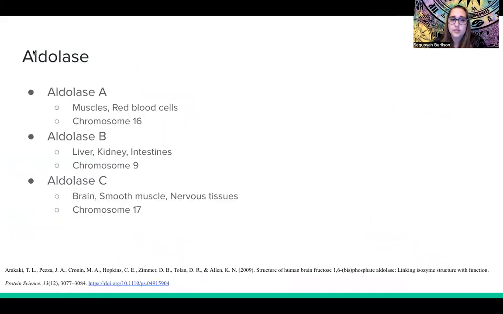Now, aldolase, especially class 1 aldolase, has 3 isoforms. There's aldolase A, B, and C, respectively. Aldolase A is found in muscles and red blood cells. Its genes are located on chromosome 16 in humans. Aldolase B is located in the liver, kidney, and I think I said river. I meant liver, kidneys, and small intestines. The genes are located on chromosome 9. And aldolase C is usually found in the brain, smooth muscle, and nervous tissues. Its genes are located on chromosome 17.